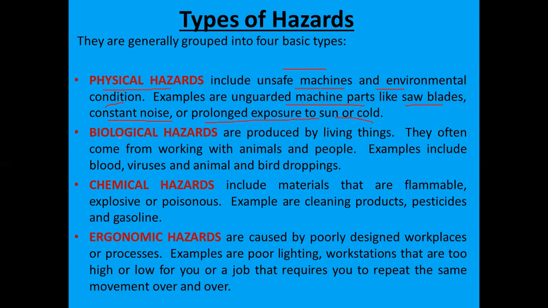Next one is a biological hazard. Biological hazards are produced by living things. How do these biological hazards come? These are the hazards which are produced by living things. They often come from working with animals and people. For example, the pets at your home, the pets at the office, the pets at the industrial area.